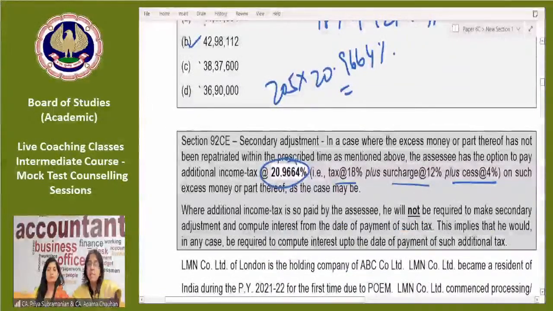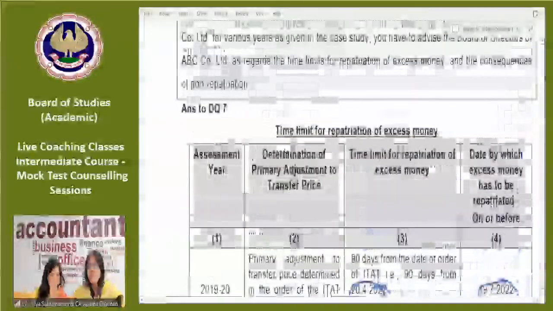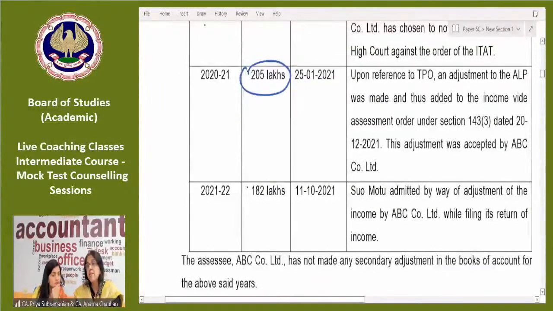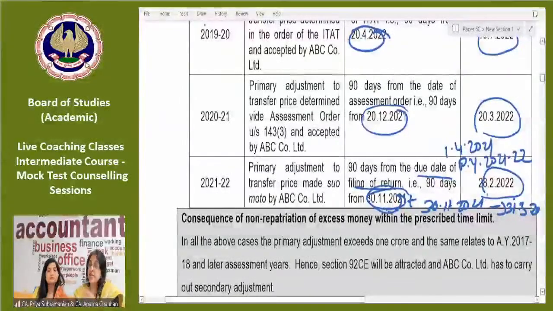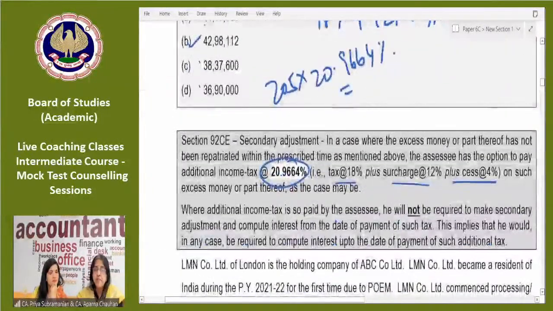So it's a relatively simple question. If you know the provisions of 92CE, you'll be able to answer. Just take care when you're talking about the secondary adjustments. Secondary adjustment will require only if the amount exceeds 1 crore. That you have to keep in mind. And 90 days from which date you have to take, that you'll have to consider. And what rate to apply, which previous year. Suppose in the examination, you might be given the rates for 1/4/2021, 1/4/2022, and all that. So which date you have to take, that you have to be very careful about.